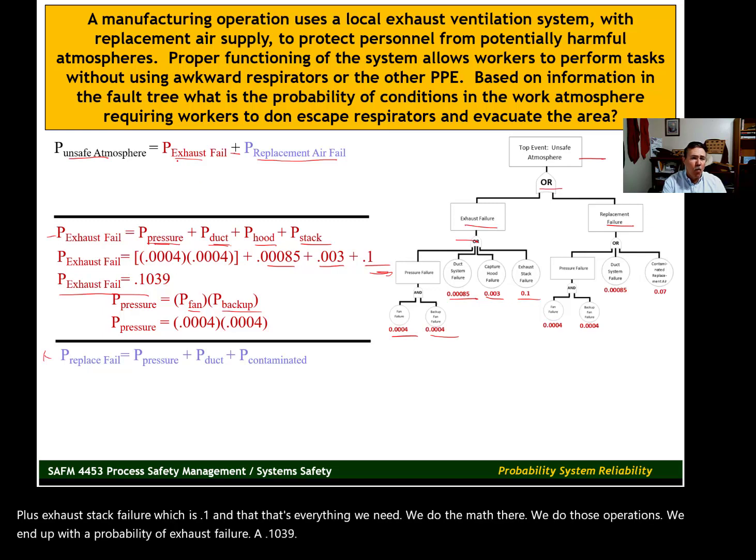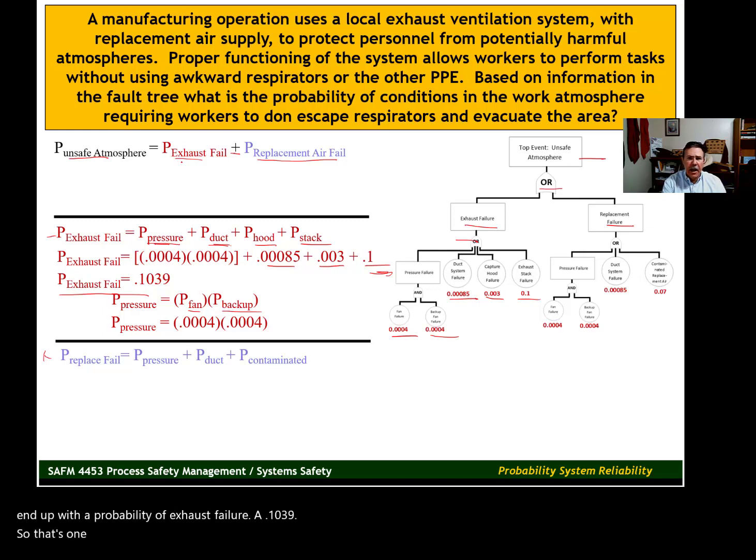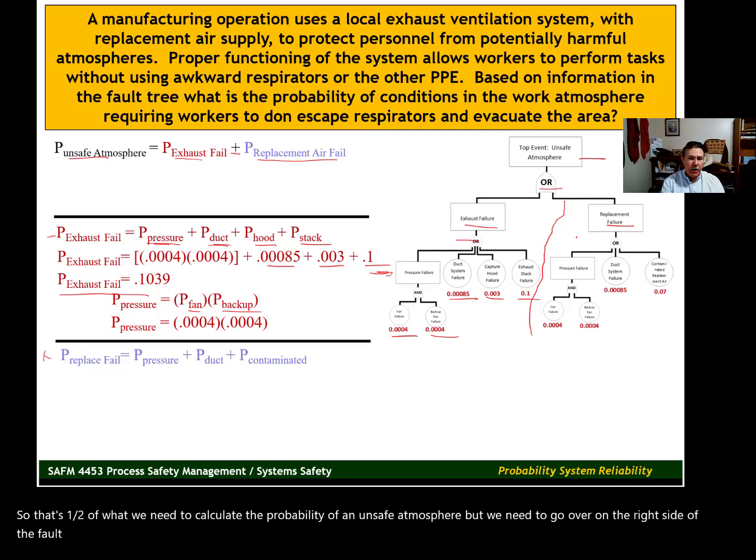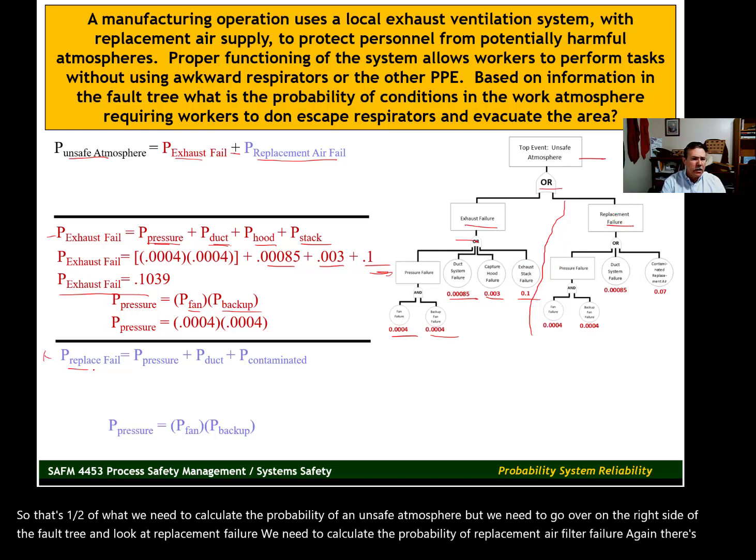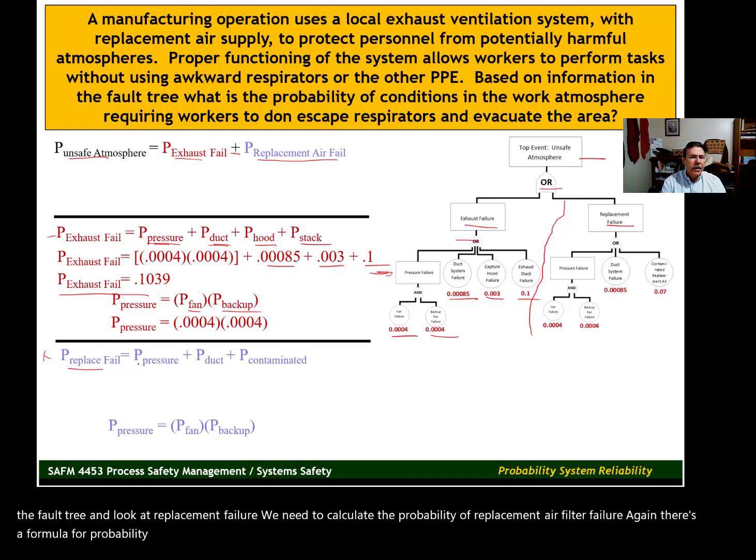So that's 1/2 of what we need to calculate the probability of an unsafe atmosphere. But we need to go over on the right side of the fault tree and look at replacement failure. We need to calculate the probability of replacement air failure. Again, there's the formula for probability of replacement air failure. It's probability of pressure failure plus duct failure plus contaminated air failure.